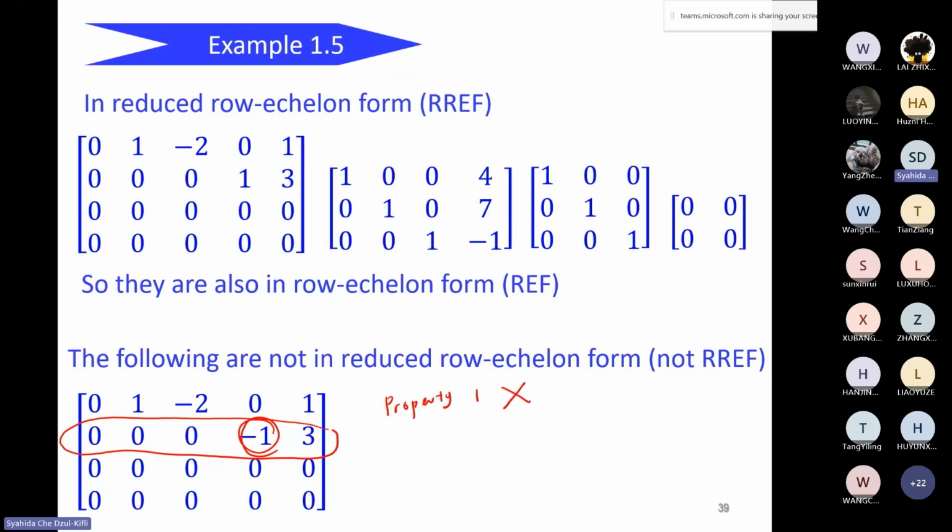Then we don't have to check other properties. If property 1 is not satisfied, then we know that it is not RREF. You don't have to check other properties. Just find one property that is not satisfied by the matrix, and that's it. You may check the other examples as well.